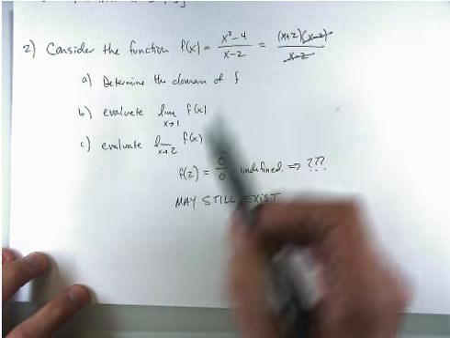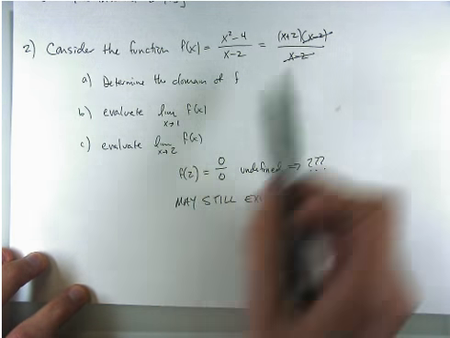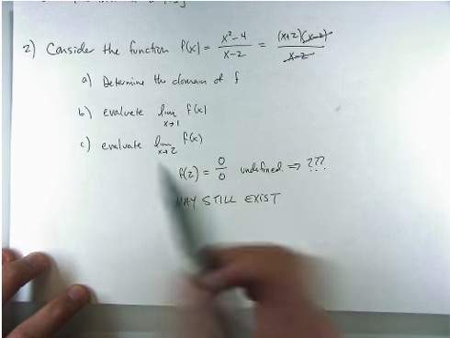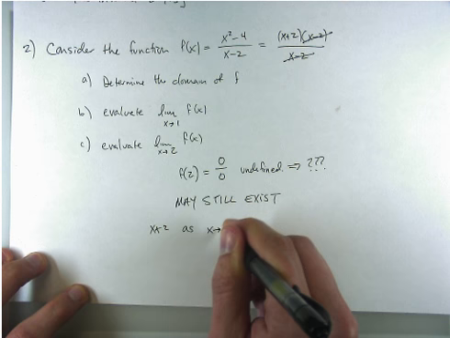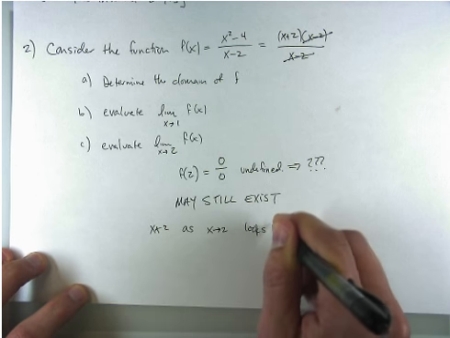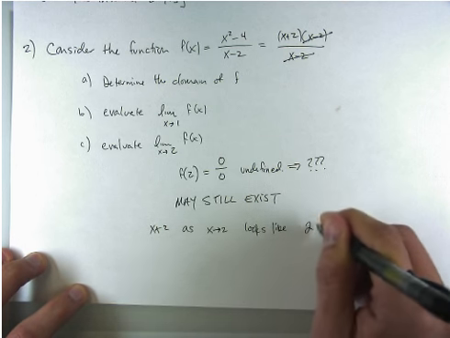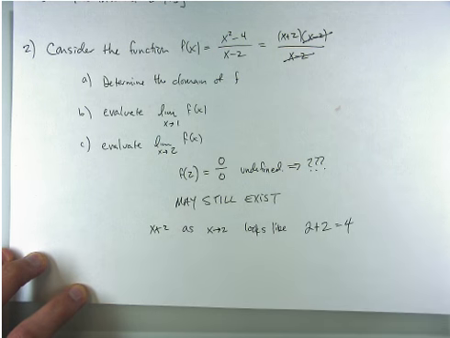And if you look at what happens to x plus 2 as x approaches 2, it looks like 2 plus 2, which is 4. So that's going to be our limit.